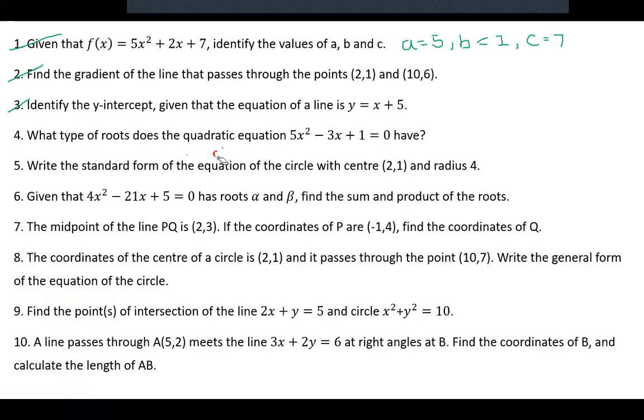Do number 5 for me, please. First person to answer.